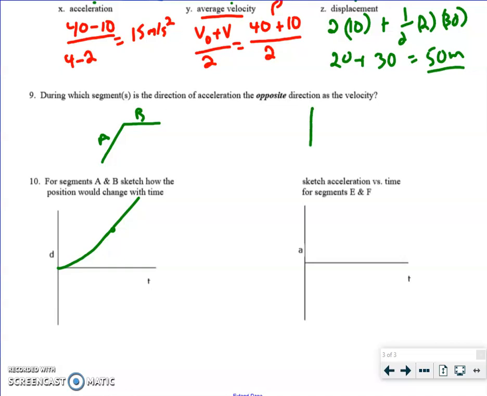For E and F, I wanted you to sketch what the acceleration time graph is for that. Here's E, here's F. Acceleration is a slope. The slope is negative and constant, negative and constant. They're staying the same. So it should be simply like that. Okay, this is worth 2 points. 1 point for this part, 1 point for this part. This part I broke down is if you had flat, that was 1 point. If you had it negative, a 1/2 point. And if you had a consistent value, you didn't shift it, then that was the other 1/2 point.